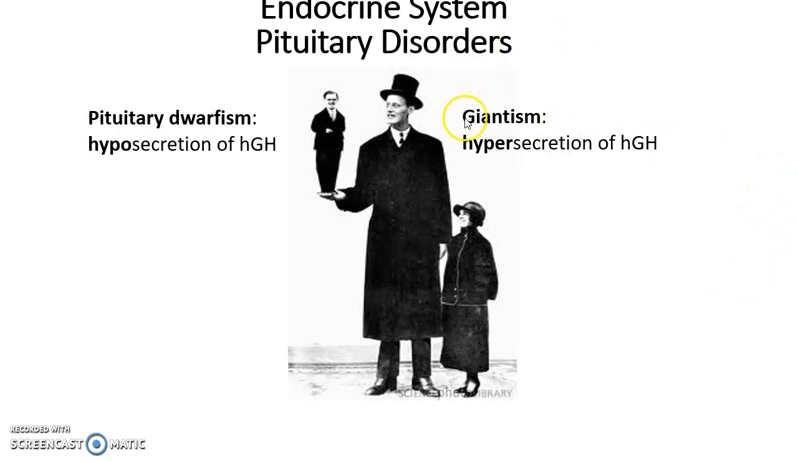And then the other extreme, giantism. Giantism is the hypersecretion of human growth hormone. So extremely large amounts of human growth hormone are produced, and the person becomes significantly taller than expected, and there are some negative health consequences associated with that, usually including a shortened lifespan. And we're talking about really, really tall, 8, 9, 10 feet. Pretty dramatic.